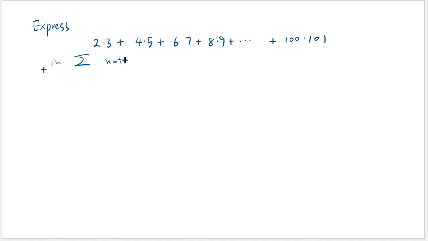So let me put a rather challenging question. So express 2 times 3 plus 4 times 5 plus 6 times 7 plus 8 times 9 plus all the way up till 100 times 101 in sigma notation. Okay, so how would you do this?